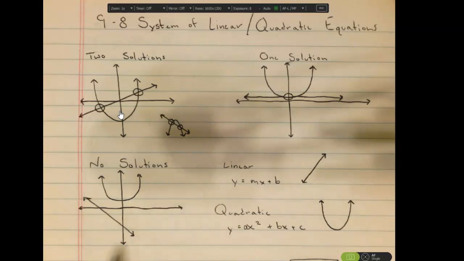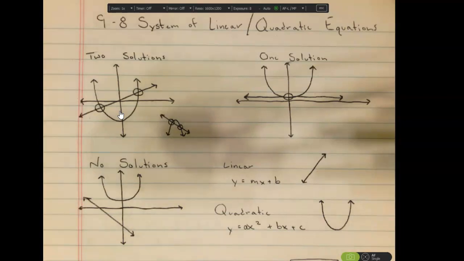Our last one is going to be no solution, and you can probably already guess what that represents. No solution just means that this linear equation and my quadratic equation are not going to meet. They're not going to intersect at all, and there are no common points between the two. If they don't share any of the same ordered pairs, then there's no solution. Let's go ahead and begin.